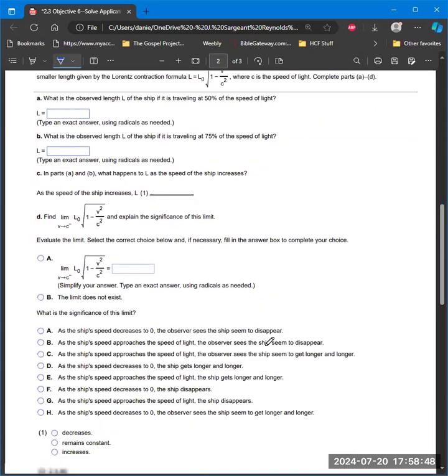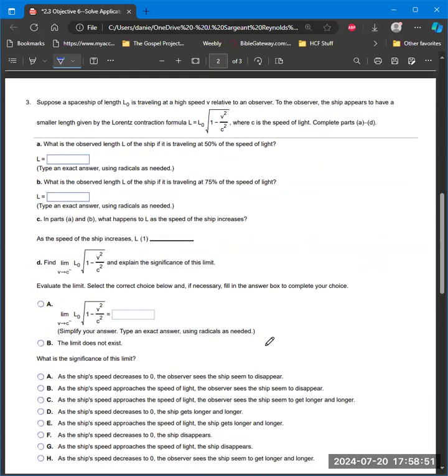All right. Suppose a spaceship of length L sub naught, L0, is traveling at a high speed V relative to an observer. To the observer, the ship appears to have a smaller length given by the Lorentz contraction formula of L equals L sub 0 times the square root of 1 minus V squared over C squared, where C is the speed of light. Complete parts A through D. What is the observed length of the ship if it is traveling at 50% of the speed of light?